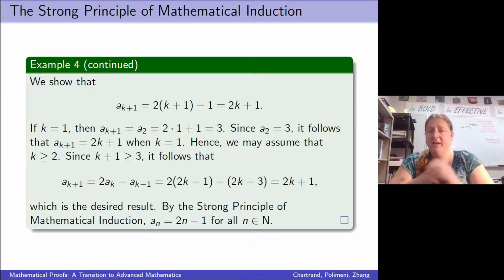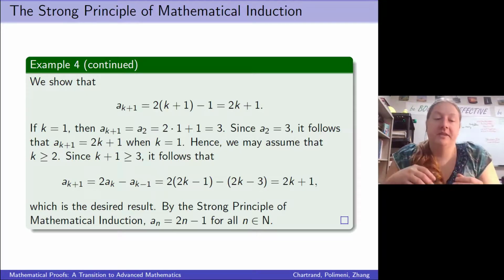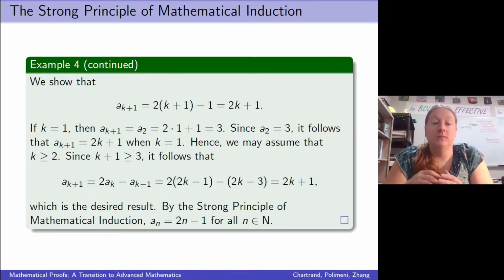So we're going to again do this in cases. If k equals 1, then I have a sub k plus 1 equals a sub 2. And I have 2 times k plus 1 is 2 times 1 plus 1, which is 3. And I already know that a sub 2 is 3. So a sub k plus 1 equals 2k plus 1 when k equals 1. So now for my second case, I'm going to assume that k is greater than or equal to 2. And that's going to give me that k plus 1 is greater than or equal to 3.